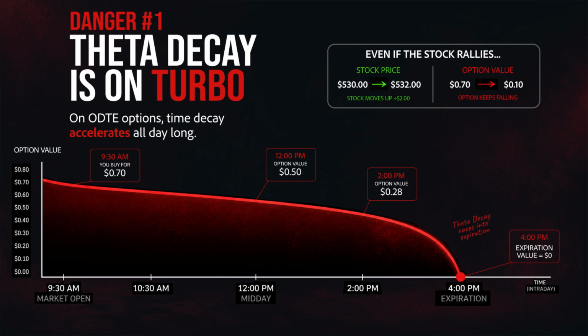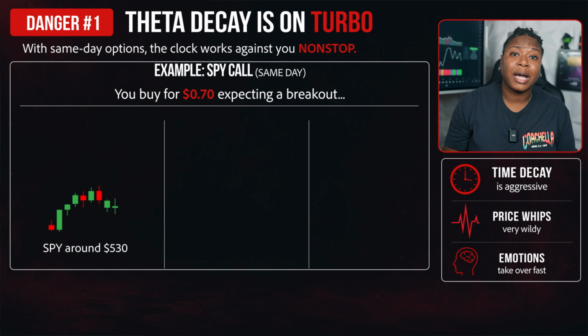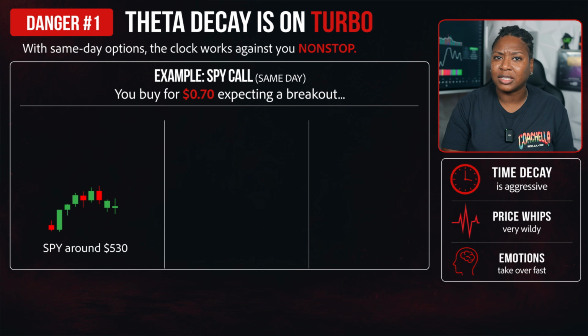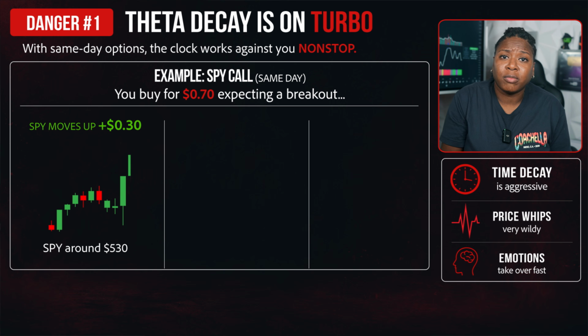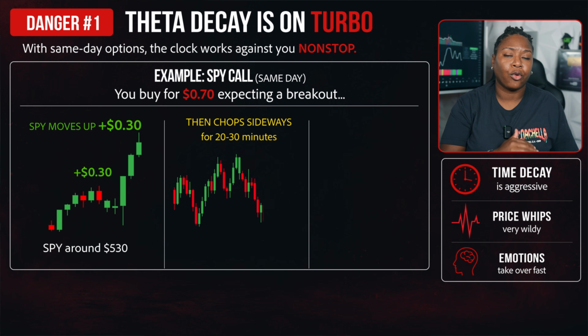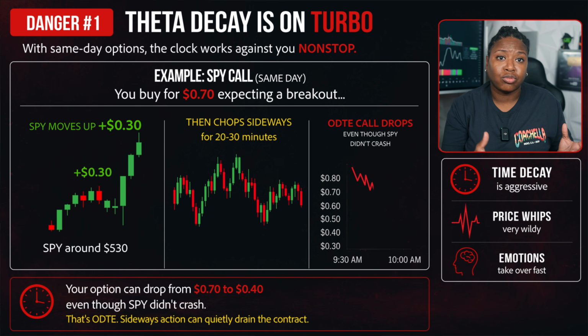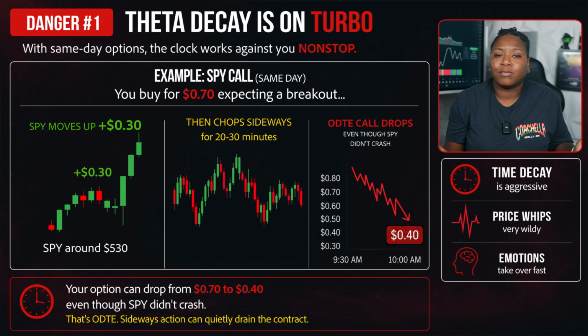And here's what that looks like. So let's say SPY is still around $530. You buy a same day call for 70 cents, expecting that breakout, and SPY even moves up a little bit, like 30 cents. But then price starts chopping sideways for 20 or 30 minutes. So your option contract can drop from 70 cents to 40 cents, even though SPY's price didn't crash. And that's basically zero DTE. Sideways action can quietly drain that contract.